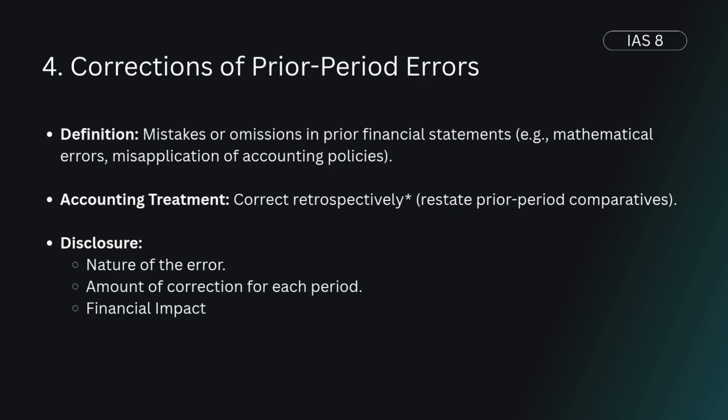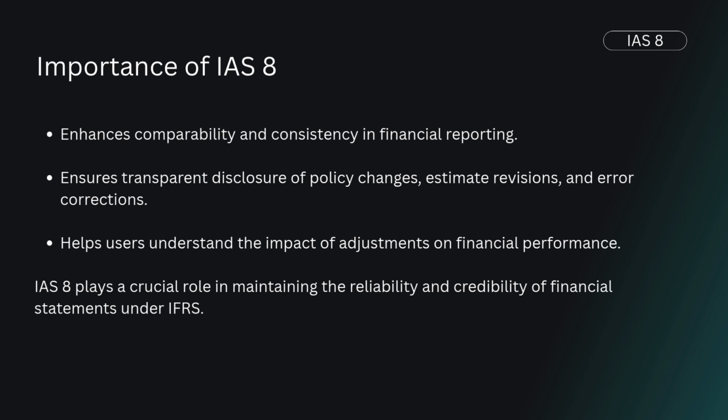Fourth component is corrections of prior period errors. Definition: mistakes or omissions in prior financial statements, for example, mathematical errors, misapplication of accounting policies. Accounting treatment: apply retrospectively. Disclosure: 1. Nature of the error. 2. Amount of correction for each period. 3. Its financial impact.